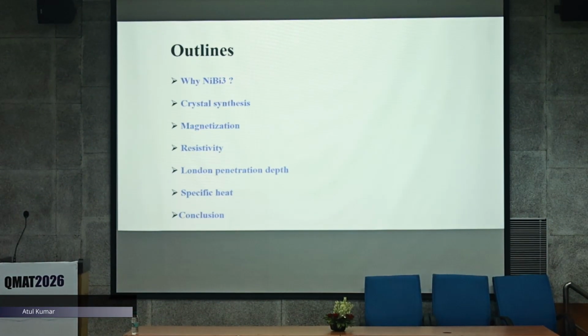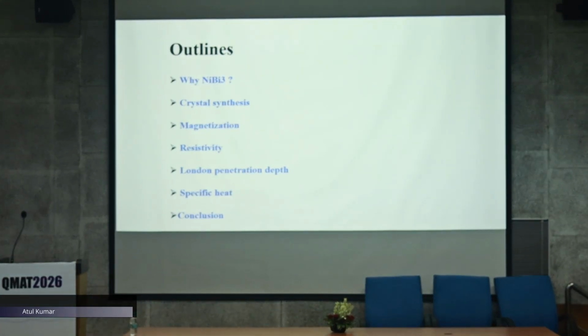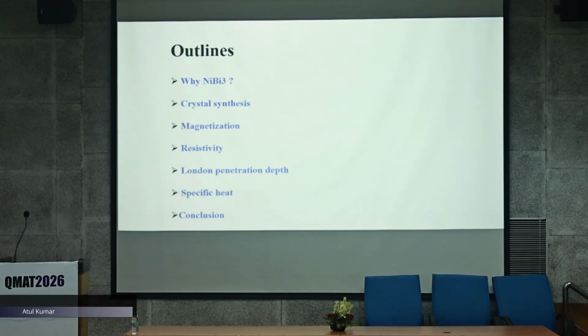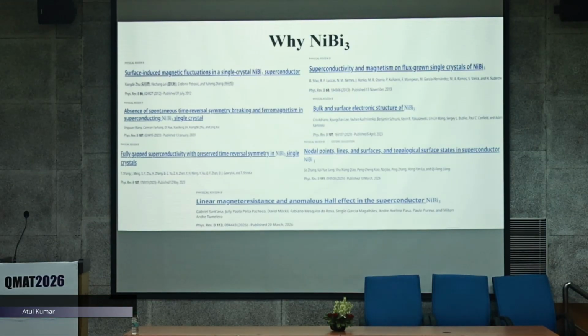These are the outlines of my talk. Why did I choose this system? Then I grow the crystals and study through magnetization, resistivity, London penetration depth, specific heat, and the conclusion. So why did I choose this system? NiVi3 is controversial. Some groups have published that it is a conventional fully gapped superconductor, and some groups have published that it is a topological superconductor. I will not go deep into those studies. I have studied it through magnetization and resistivity.